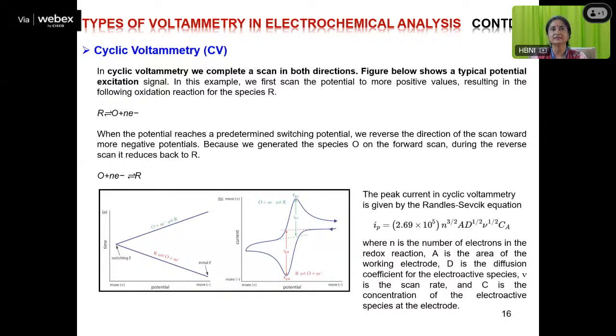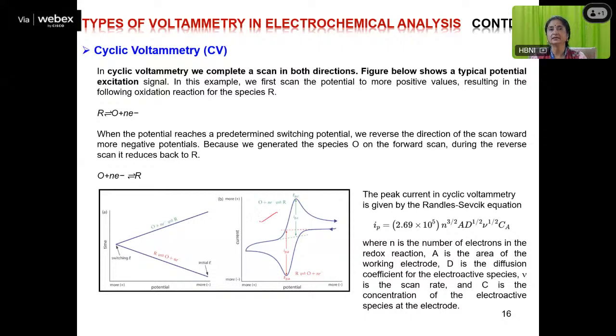And then the potential reaches a predetermined switching potential, because you have to first predetermine from where you are going to switch the scan to the opposite direction. So you have to predetermine that. We reverse the direction of the scan when it reaches the predetermined value, towards more negative potential, and because we generated the species O in the forward direction, during the reverse scan it will again reduce back to R. So now you can see for this we will be getting this type of peak.